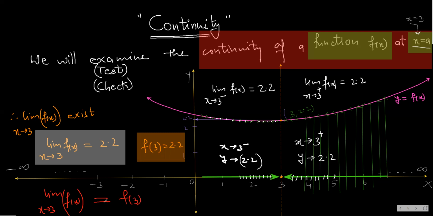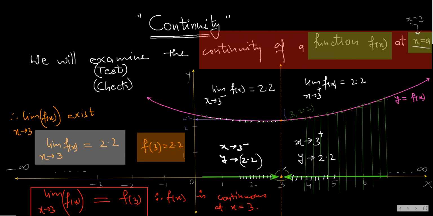See, this is the definition of continuity. Here what you wrote: limit f of x as x tends to 3 equals f of 3. So now you are in a position to write, therefore, f of x is continuous at x equals 3. So here we wrote f of x is continuous at x equals 3.